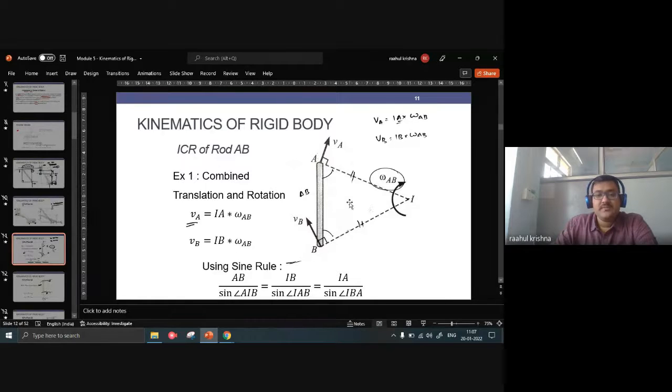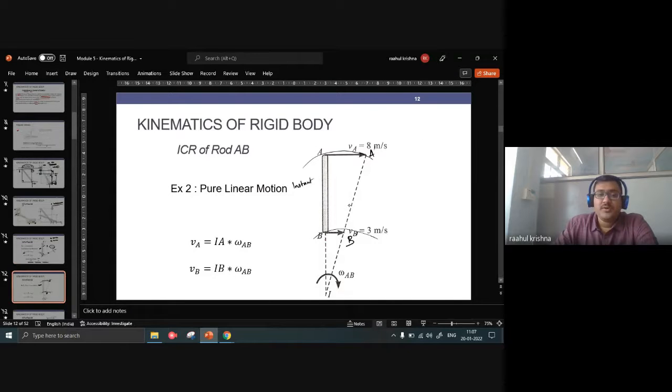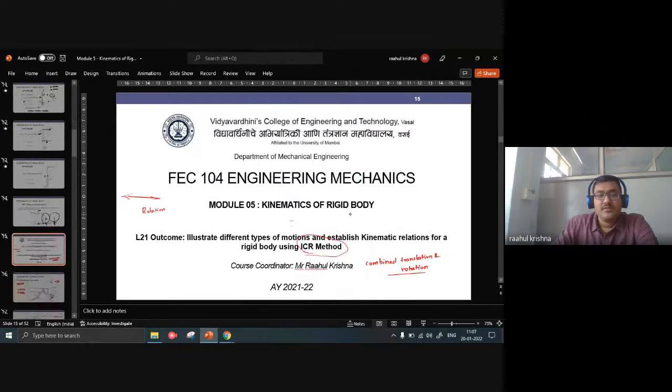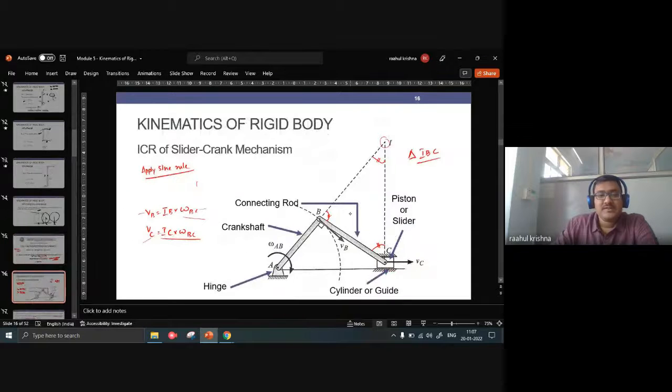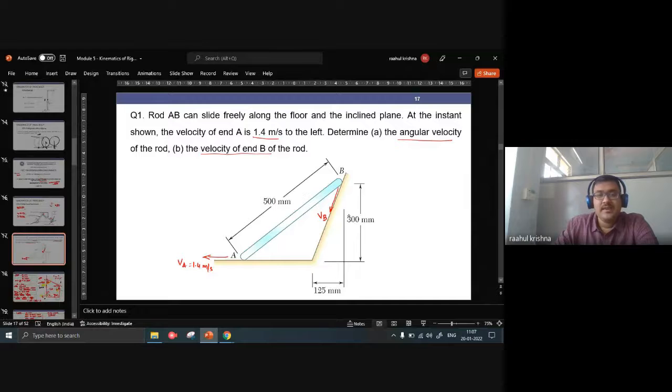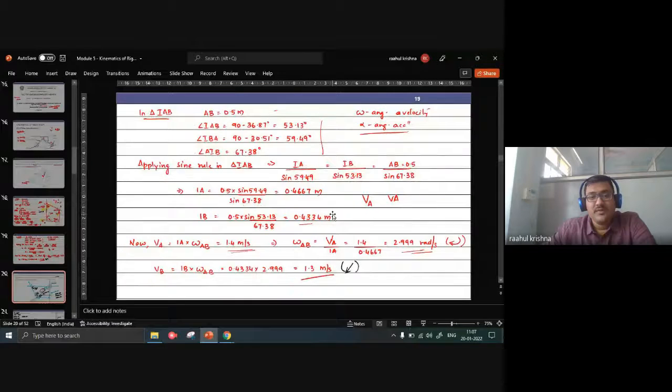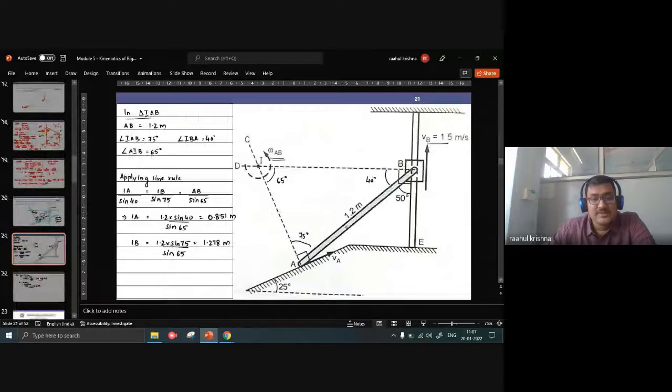For some examples, we saw pure combined motion, then pure linear motion, then pure rotational motion, then rolling without slipping. Then we saw a slider crank mechanism in the previous session, and we solved two numericals in the previous session, both of them for a single link mechanism.